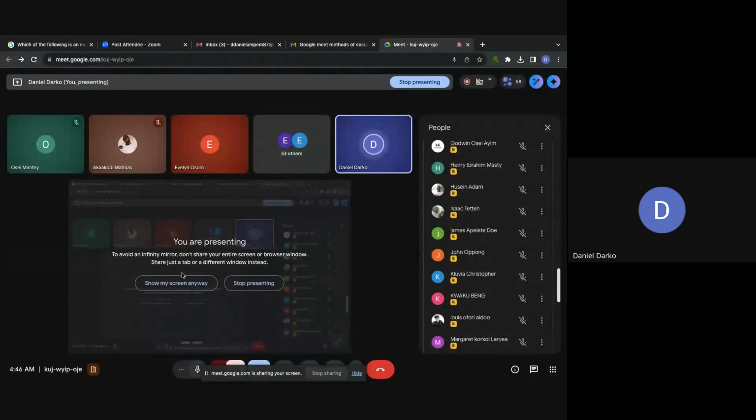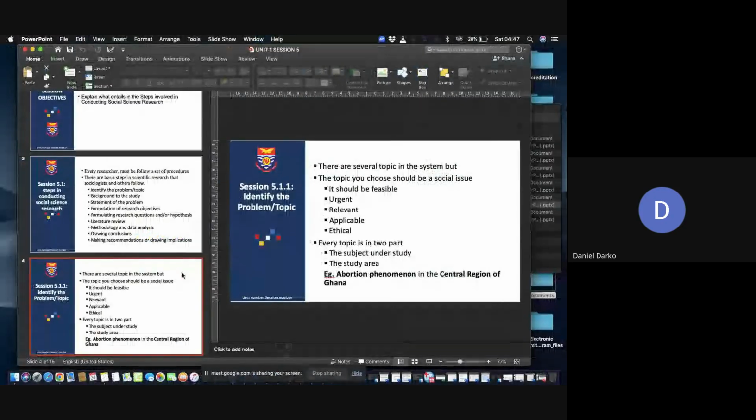Then the second part is where is the study going to be conducted? Maybe teenage pregnancy in Sefi, or abortion in Goso, or early marriages in the northern region. So every topic is always in two parts. Please, is that clear? Yes, sir. If you ignore the study area, the topic is incomplete. All right. So the area where you are conducting the study should be made known in a topic.